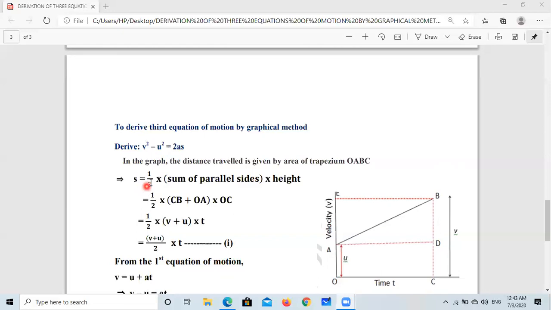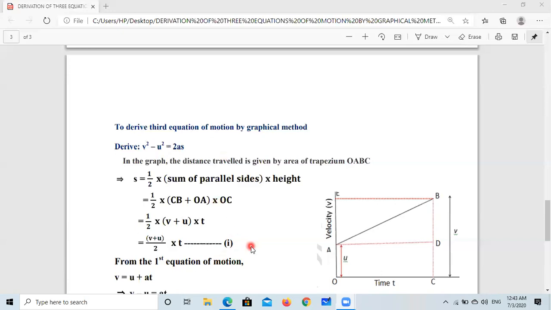So the area is given by half into the sum of parallel sides into height, half into CB plus OA into height OC. In place of CB we can write V, in place of OA we can write U, and in place of OC we can write T. So S equals half into V plus U into T. This is equation 1 if you want to find the third equation only.